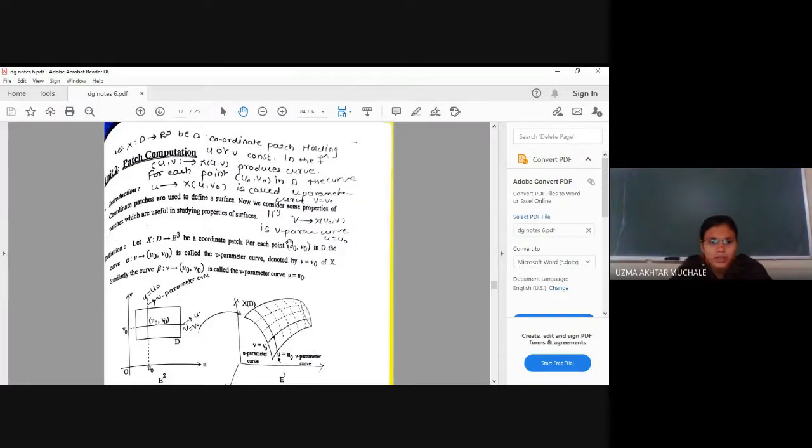So in the last lecture we have covered coordinate. In this third chapter we have covered coordinate patch, proper patch. What is a surface? Examples of a surface. What is a shortcut way to find out a surface, DG not equal to zero? And then let us go for the patch computation. So what is a patch computation?